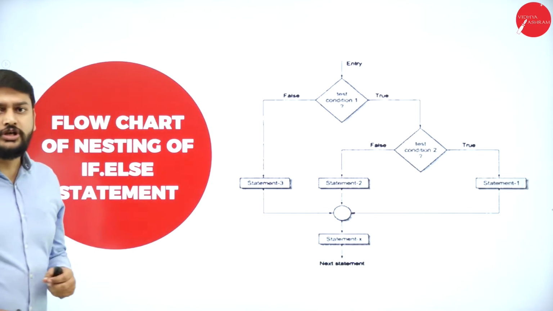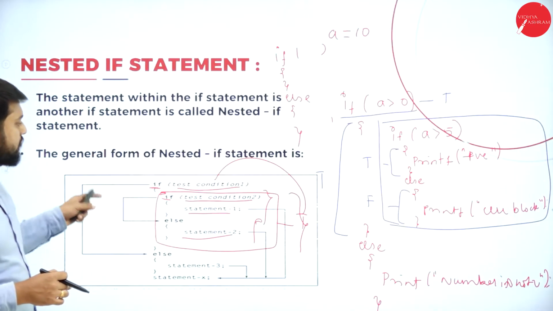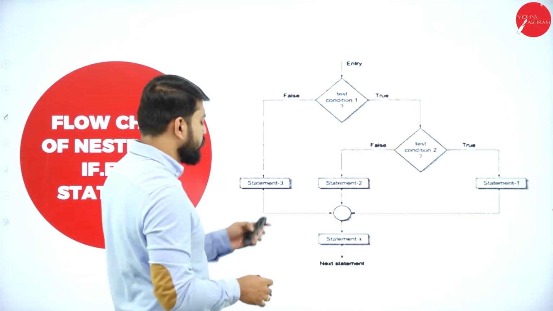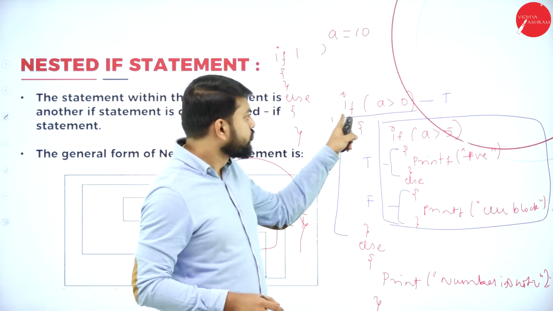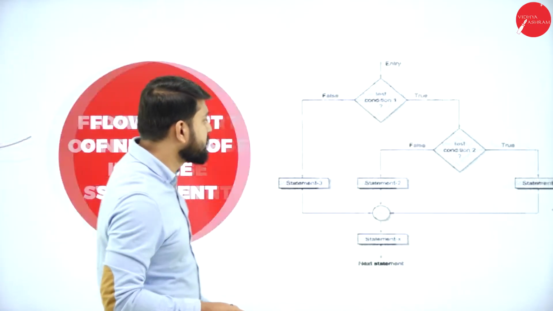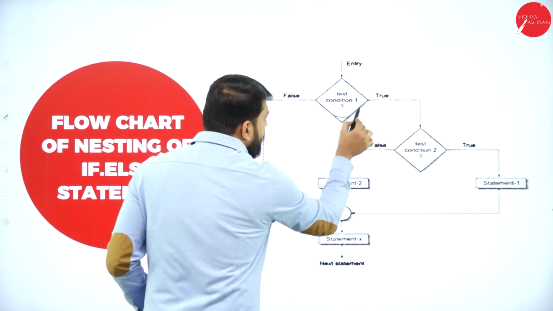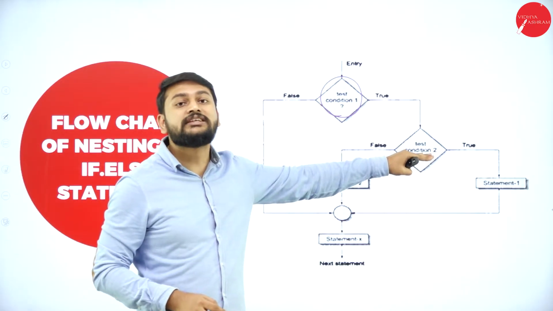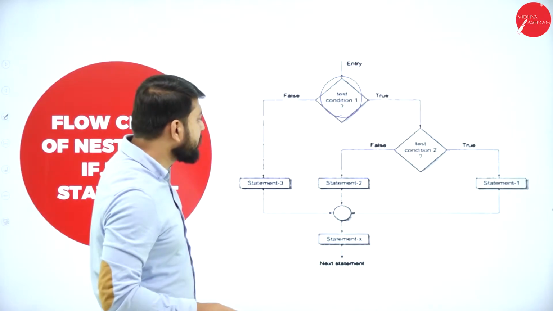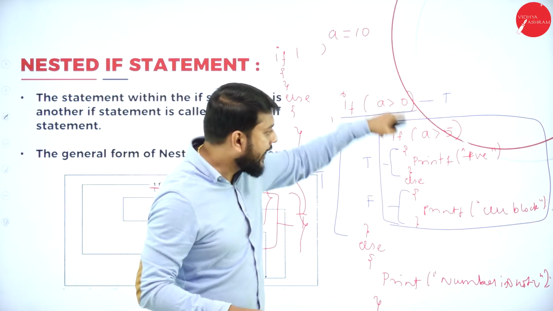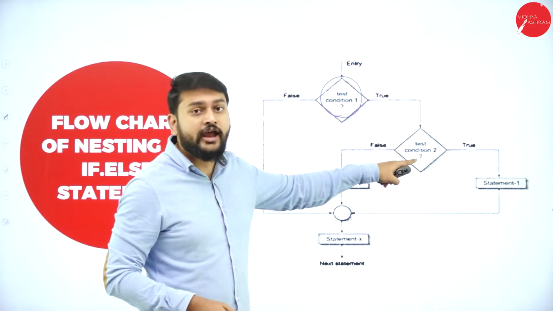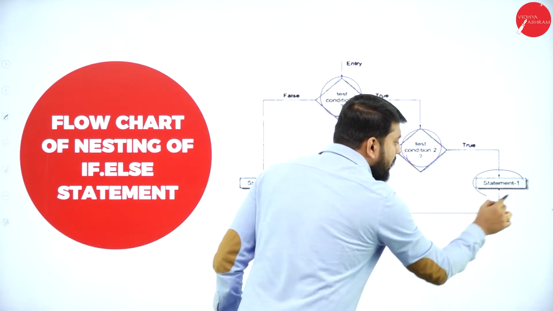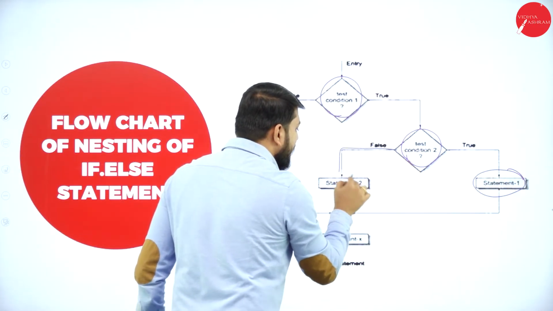So how do I write the flowchart for this nested if? It's very simple, please understand. The first condition that I have is this: if A is greater than 0, this is the first testing condition. If this condition is true, then again it will come to the next test condition. That's why I have the condition here. Again, if this condition is true, it will execute this statement. Suppose this condition is false, it will execute this statement.